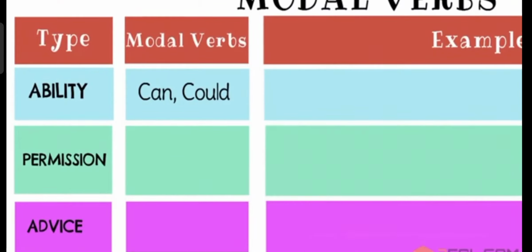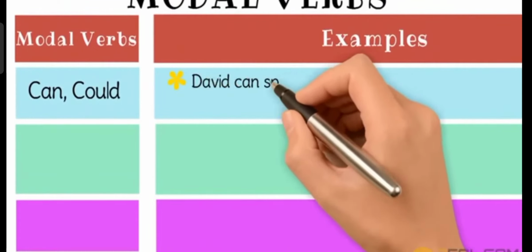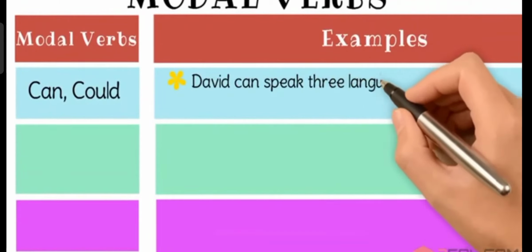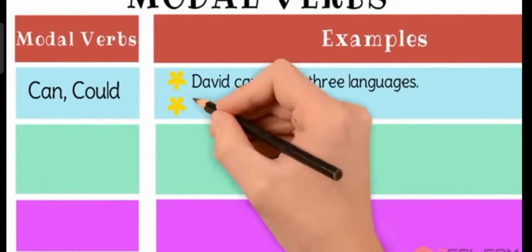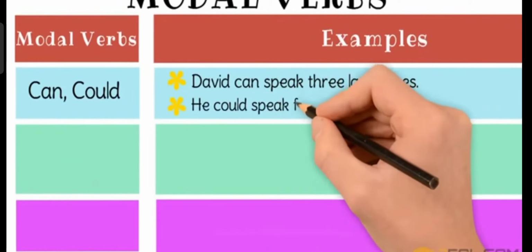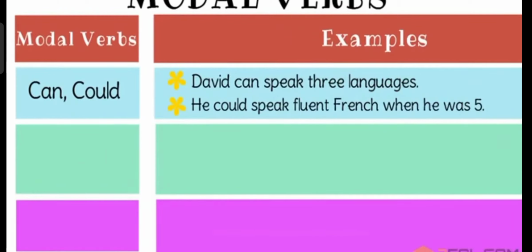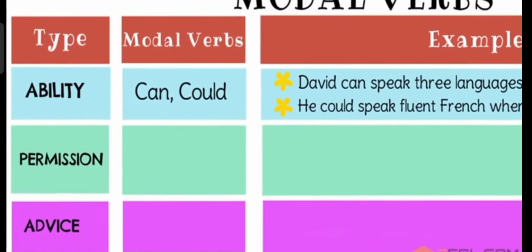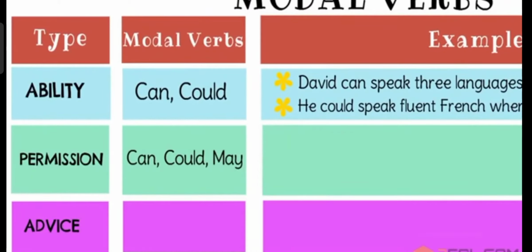The verbs are can and could. The example: David can speak 3 languages. Another example: he could speak fluent French when he was 5. So here we use the words can and could. For permission we have can, could and may.